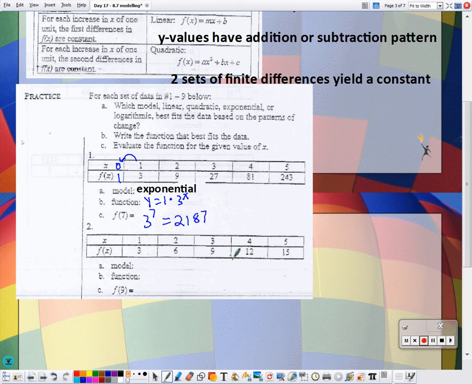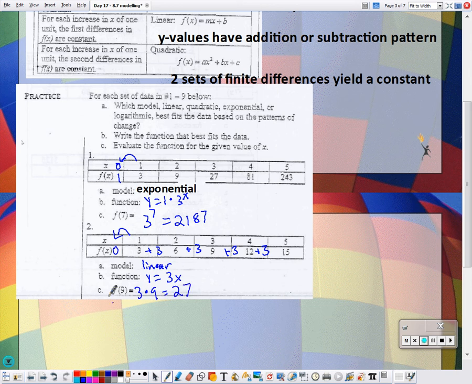2,187. All right. So when we look at number 2, we look at the pattern, and it's 3, 6, 9, 12, 15. Immediately we should notice that the pattern is add by 3. So the model is linear. The function is y equals 3x. Okay, and now we need the y-intercept, so we're going to back up the pattern. And 3 minus 3 would just be 0. So y equals 3x is fine. And then f of 9 is just going to be 3 times 9, which is 27.